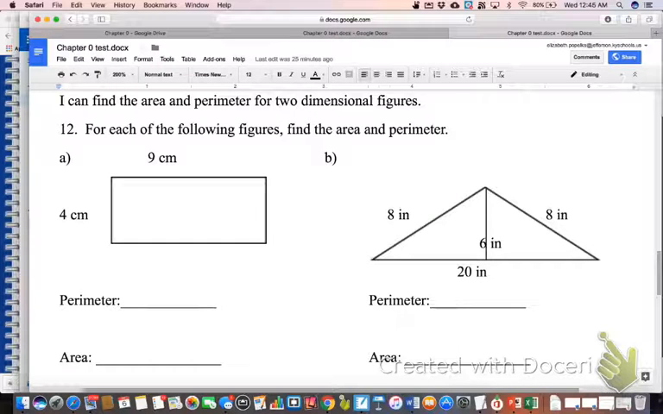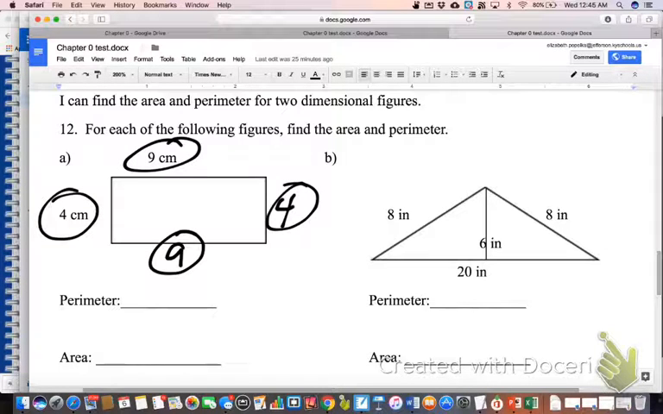For number 12, in order to find the perimeter, we need to find all 4 of the sides here. This is a rectangle, so I'm able to figure out very easily that the bottom and the right-hand side are 9 and 4. So then we simply add them together. So 9 plus 9 plus 4 plus 4. If we add that together, it gives us 26.